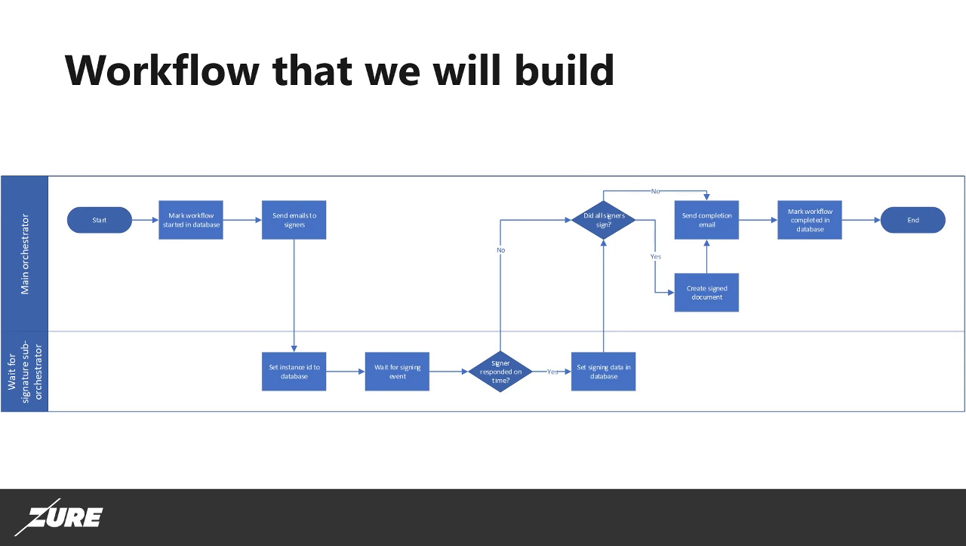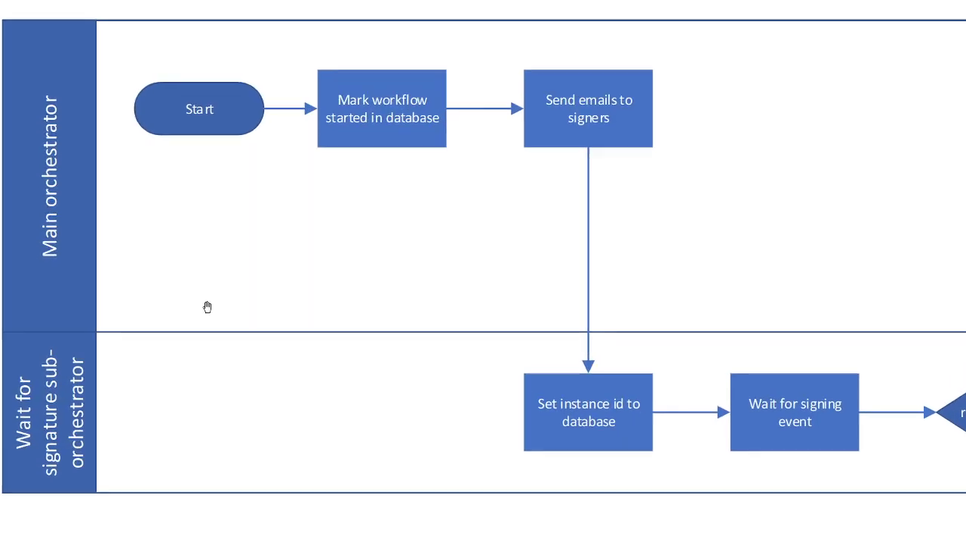So I've made this small chart showing you what the workflow is going to look like that we are going to build in the demo. So let me just zoom in a little bit because I know that text is a bit small. So we're going to have two orchestrator functions. The main orchestrator here and the wait for signature sub orchestrator here. So the idea is that we have a sub process that is designed for waiting for a single user to sign a document. And the main orchestrator is in charge of the overall workflow.